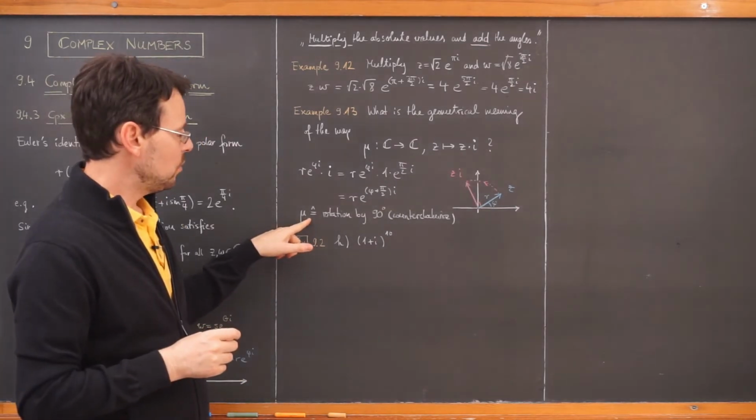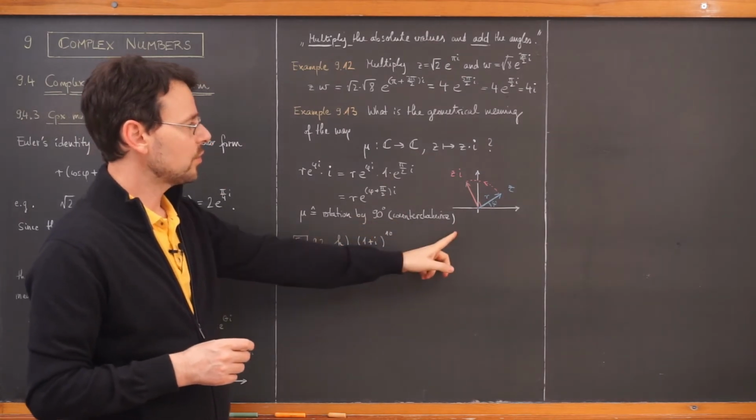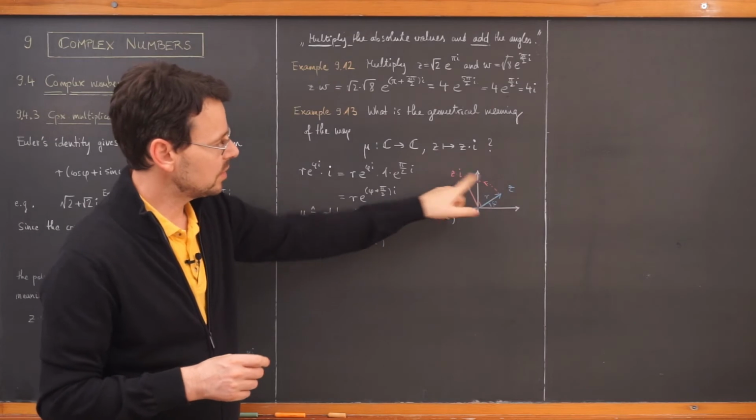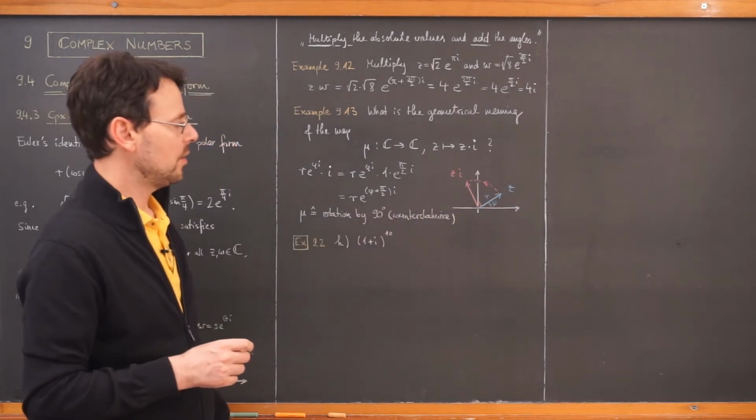So the map mu corresponds to rotating the arrows by 90 degrees counterclockwise. This should be a quarter circle, so this is the new arrow, and here we have a right angle.